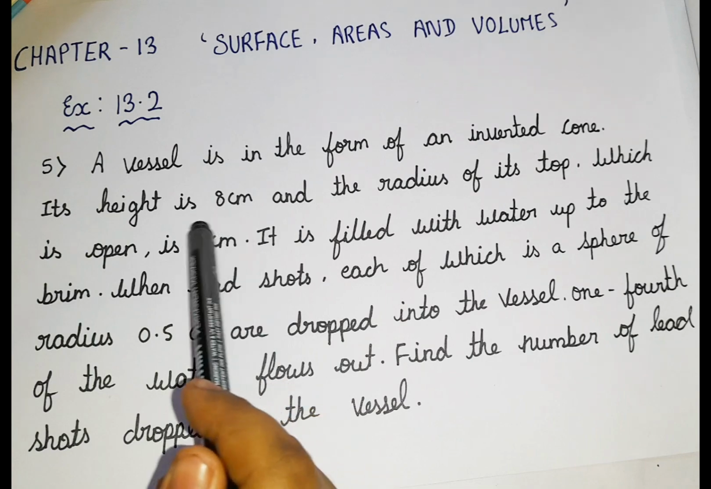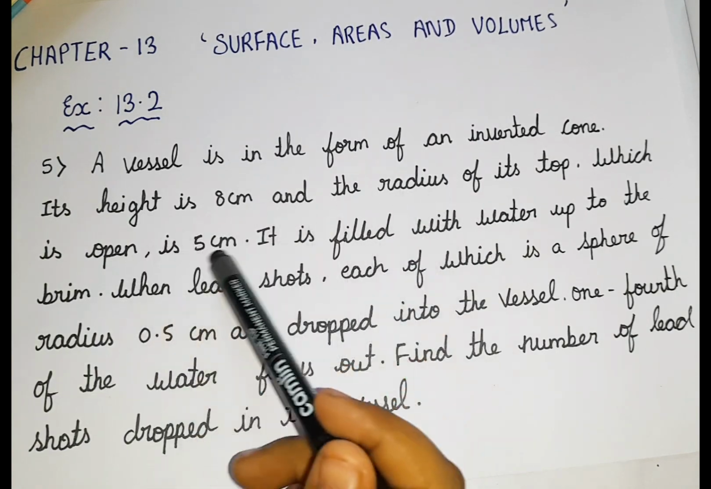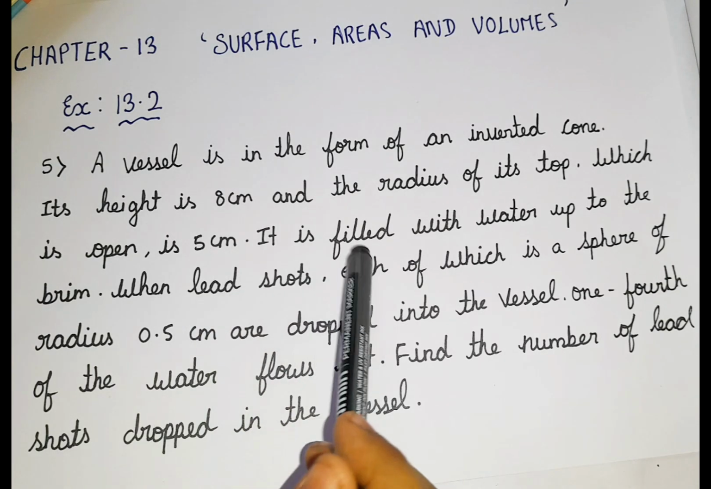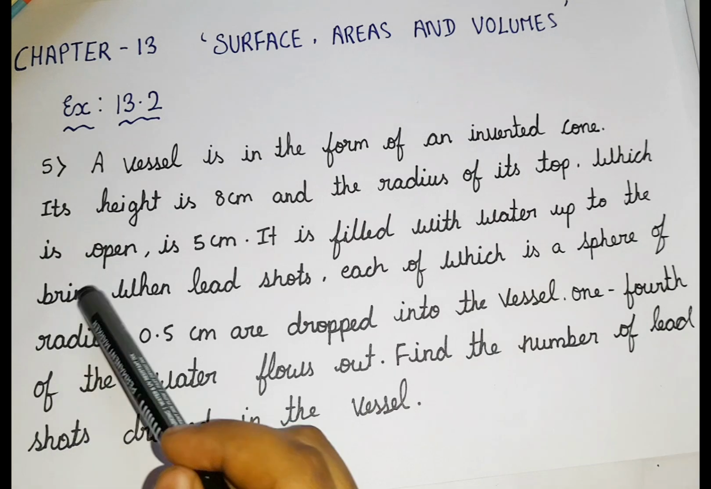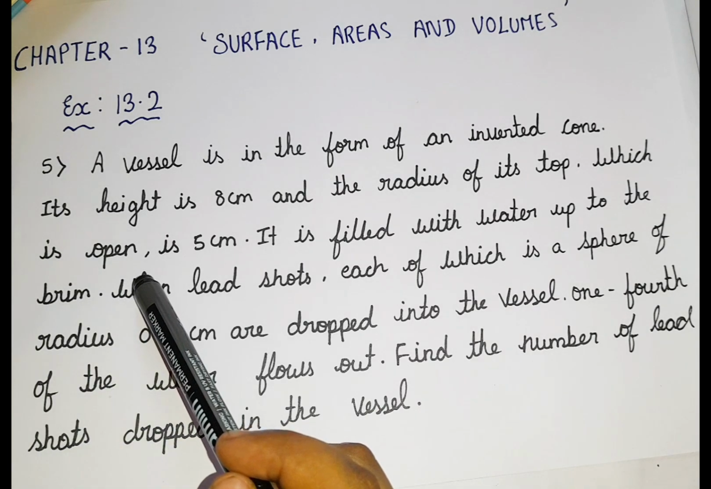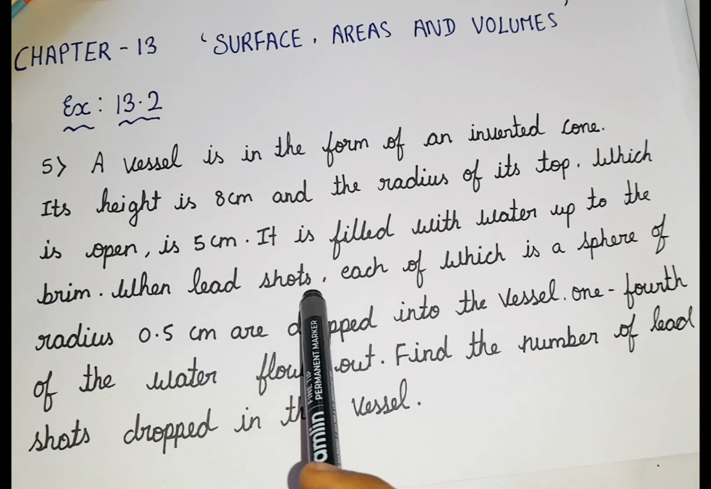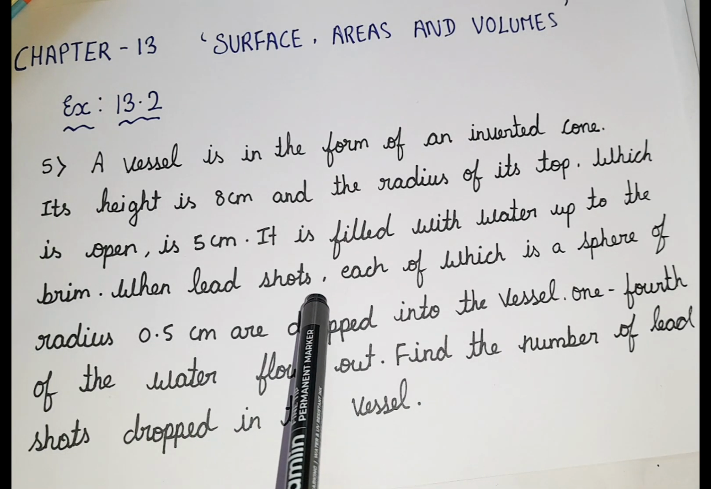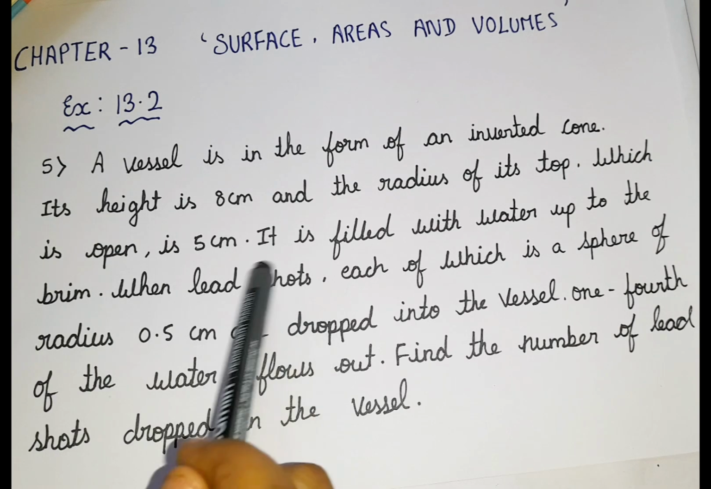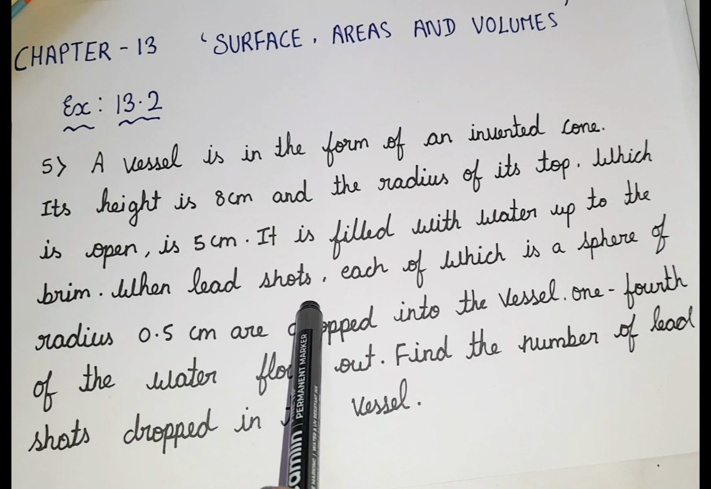The height is 8 cm, and the radius of its top is 5 cm. The vessel is filled with water. Up to the brim means it is filled with water till the top part. When lead shots are dropped in, lead is what used to be in pistols and so on. If you don't know, I'll show the image of it.